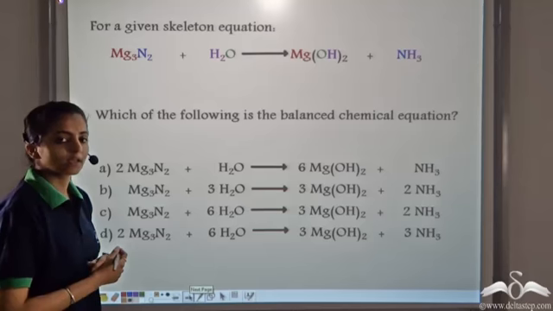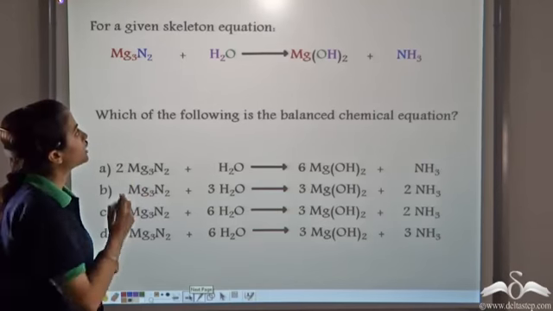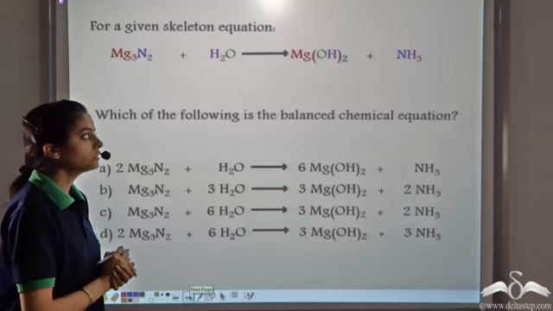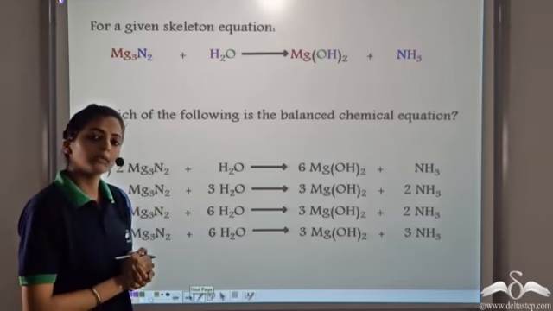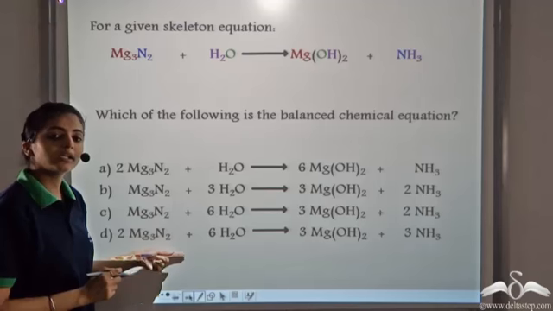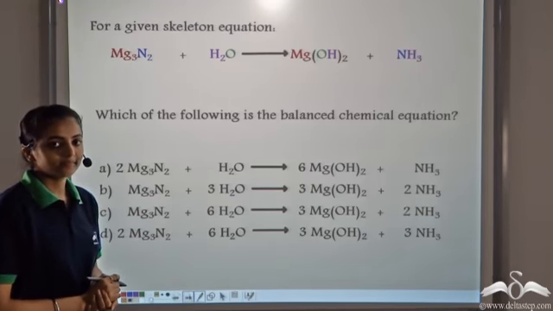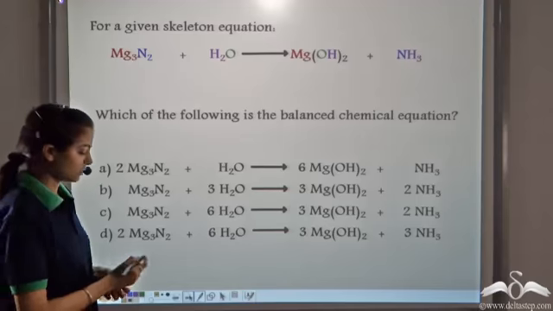Okay. Let's look at a question here. We have a given equation. Magnesium nitride reacts with water to form magnesium hydroxide and ammonia gas. So which of the following equations do you think is the balanced chemical equation? Let's try to balance this equation.